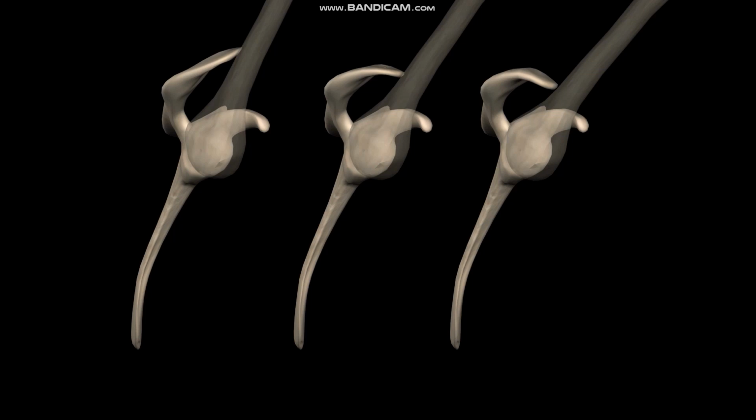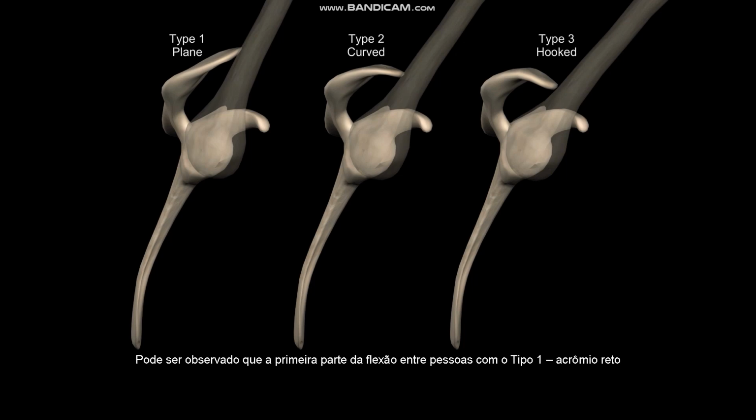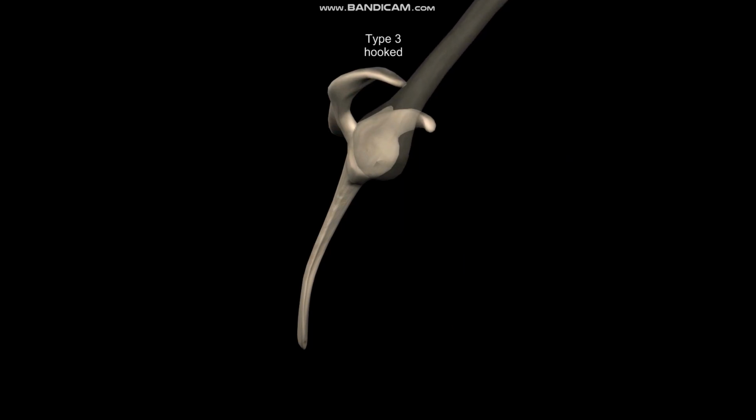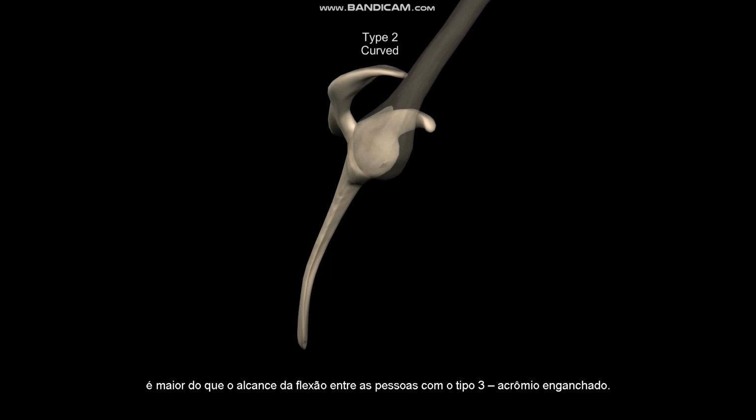in people. In other words, structurally, flexion differs among people according to the structure of their acromion. How does this happen? In the literature, 3 types of acromion can be found. It can be seen that the first part of the flexion among people with type 1 flat acromions is greater than the range of flexion among people with type 3 hooked acromion.